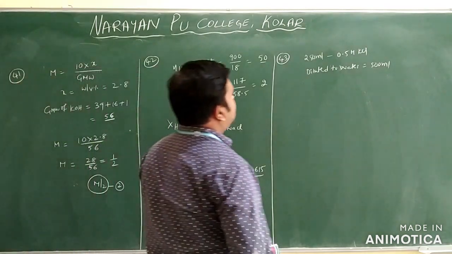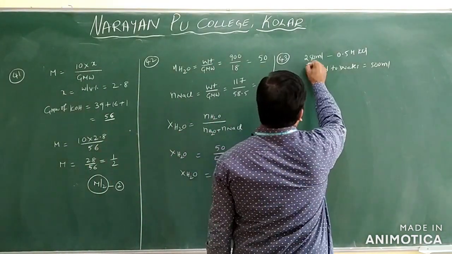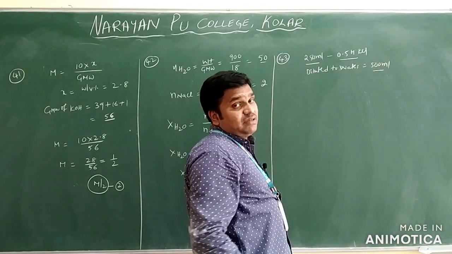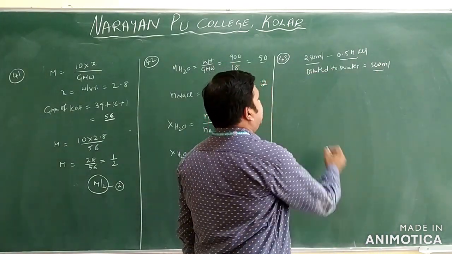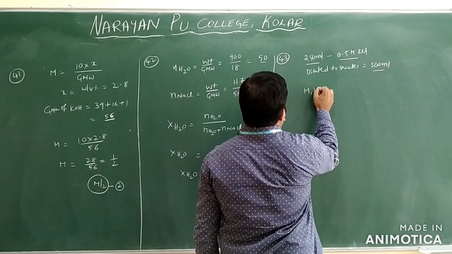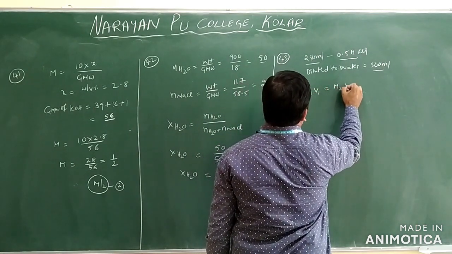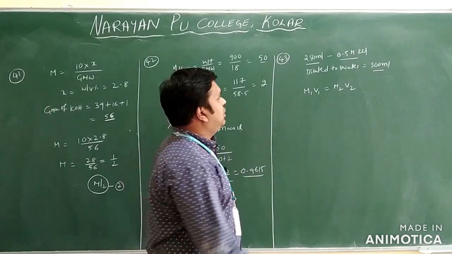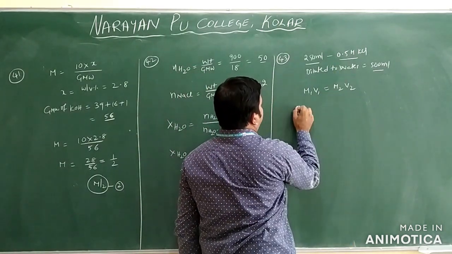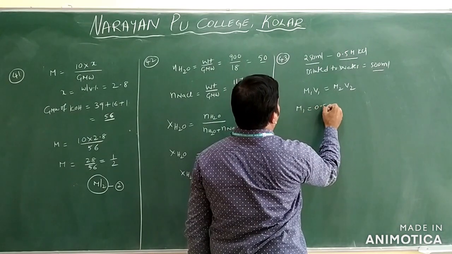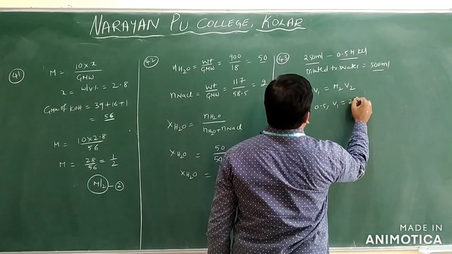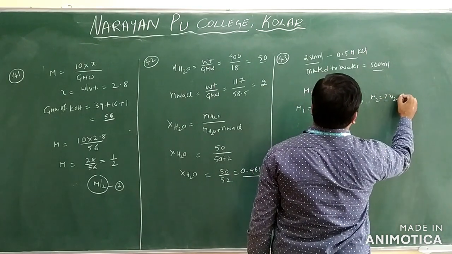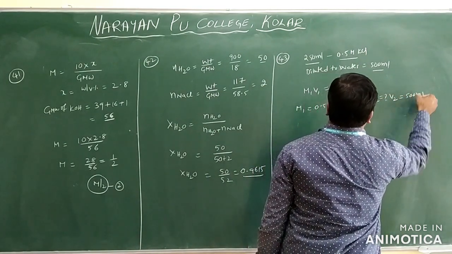Clear? I want to find here the concentration. Here volume is given, molarity is given. Sorry, volume is given. You can find out the molarity by using the dilution concept. M1V1 is equal to M2V2 we have. What is M1 we have? M1 is equal to 0.5. V1 is equal to 250. M2 we don't know. What is V2? That is 500 ml only.